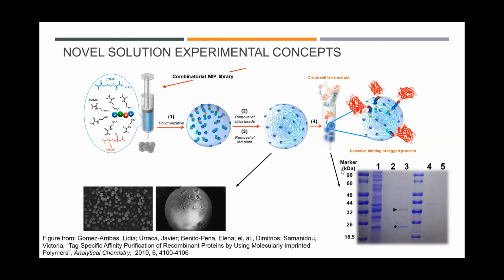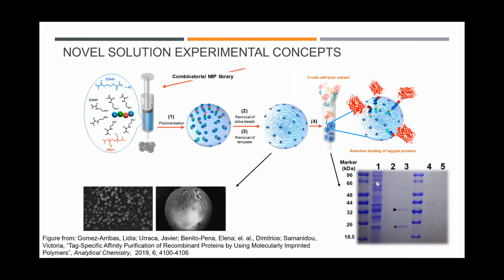So here we have an SDS-PAGE gel, and for those who aren't familiar, it is a method of separating proteins based on molecular weight. Here we have, in lane 0, I'll call it, a ladder which has bands corresponding to different molecular weights. You'll see 96 kilodaltons here at the top, and so on and so forth. And in lane 1, we have the cell lysate.